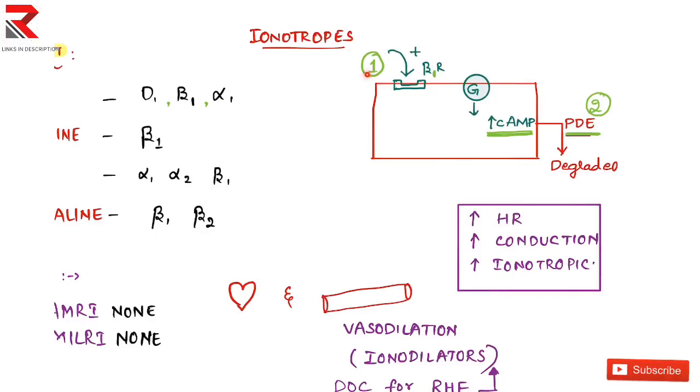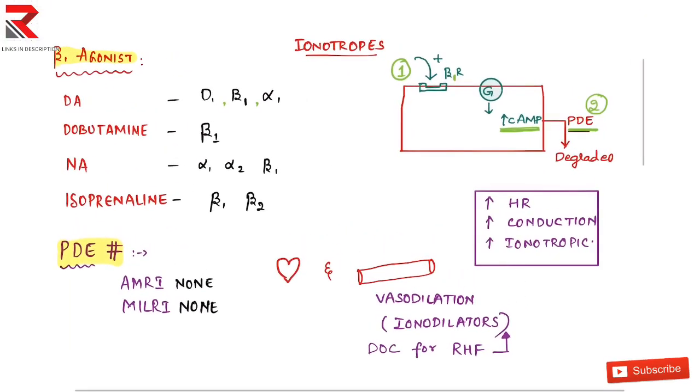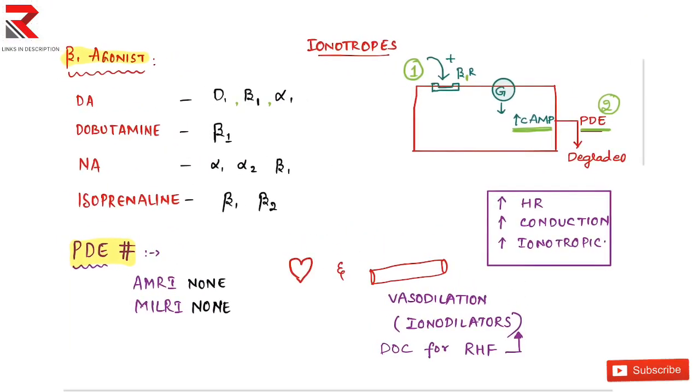Here the one which activates the beta-1 receptor is your friend, and you have to save your other friend also, that is the cyclic AMP. For that you have to kill the enemy, the phosphodiesterase enzyme. So first, to get your friends, that is the beta-1 agonists, they activate the beta-1 receptor. There are mainly four types of beta-1 agonist: dopamine, dobutamine, noradrenaline, and isoprenaline.